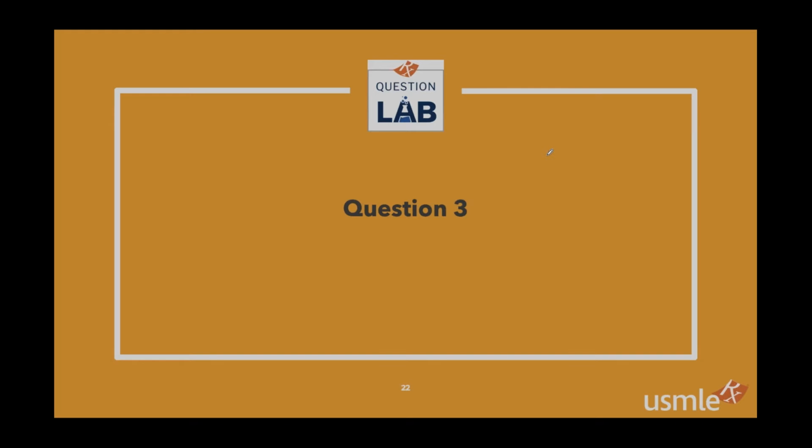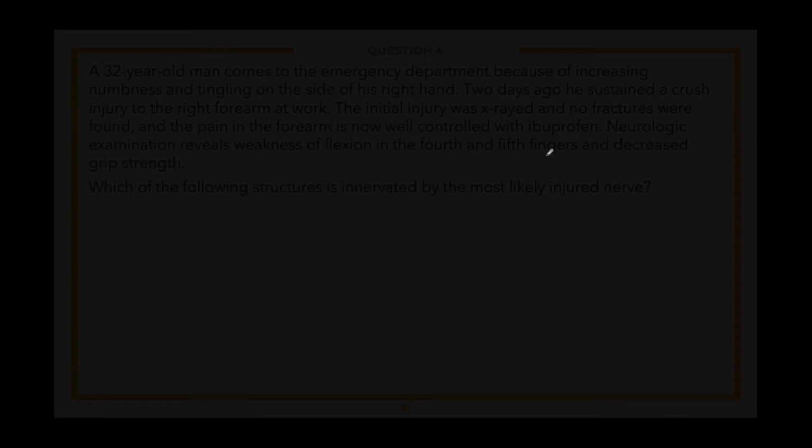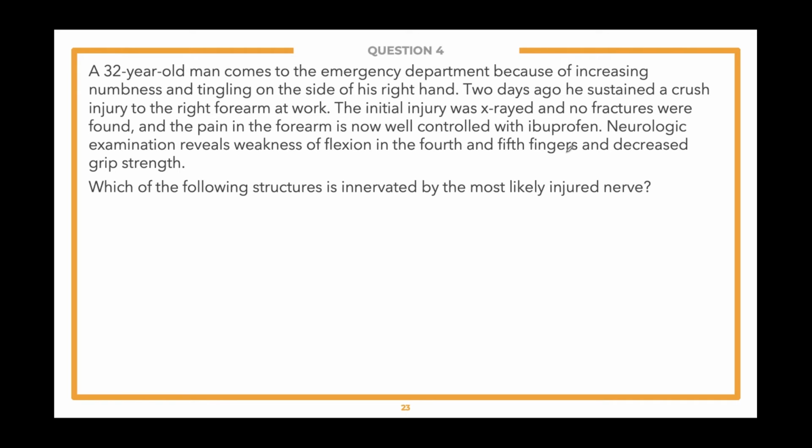So let's move on to our third question of the evening. As you can see, the answer choices are covered up, and I will begin once again with the lead-in. Which of the following structures is innervated by the most likely injured nerve? Once again, we'll give all of you a few moments here to respond in the question box and let us know how many steps this question will require.